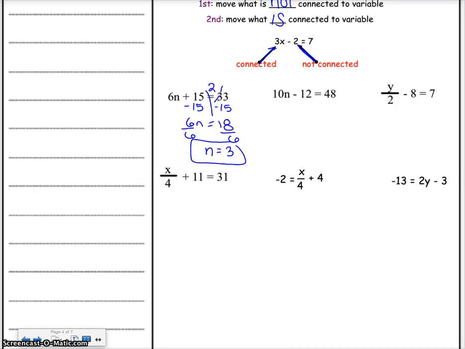Okay, again, move what's not sticking to it, move what is sticking. So 10n minus 12 is 48. What's not sticking to my n? The 12. So I'm going to move my 12 first. So I'm going to plus 12 to both sides. And you get 10n equals 60. And then here you don't have to show the actual division process. A lot of it is kind of, you just know. Divide by 10, n is 6.